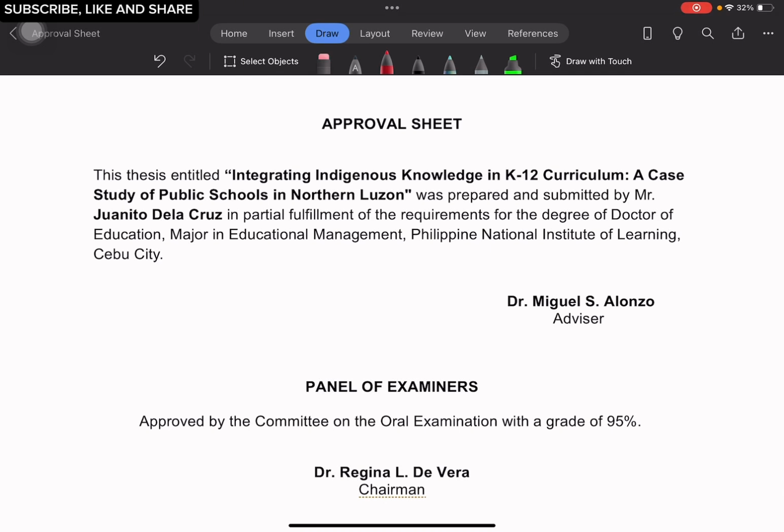So let's start off with the first part, which is a thesis entitled. Let's look at the title of the thesis: Integrating Indigenous Knowledge in K to 12 Curriculum, a Case Study of Public Schools in Northern Luzon. So far so good. There is no particular error there. Until that part of the approval sheet was prepared and submitted by Mr. Juanito de la Cruz in partial fulfillment of the requirements for the degree Doctor of Education.